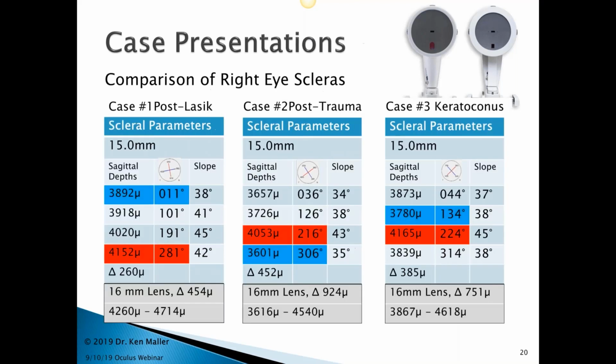So on this here, this is a summary slide of the 3 cases. And I think it's very, very interesting to point this out to anyone who's fitting scleral lenses on these irregular eyes. The first case is a post-LASIK. The second one is a post-trauma. There's absolutely no reason to believe that either of these 2 eyes should have anything unusual going on in their scleras, because there isn't any natural disease process that might have misshapen the scleras in any way.